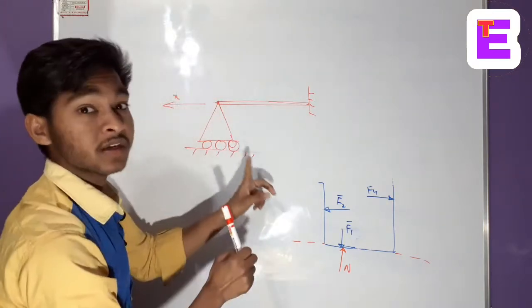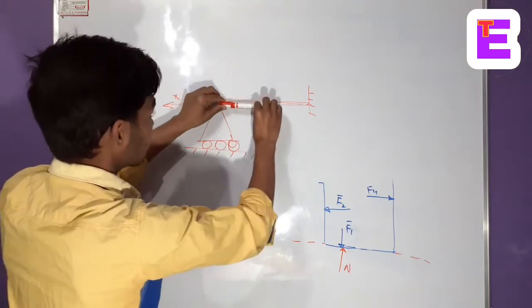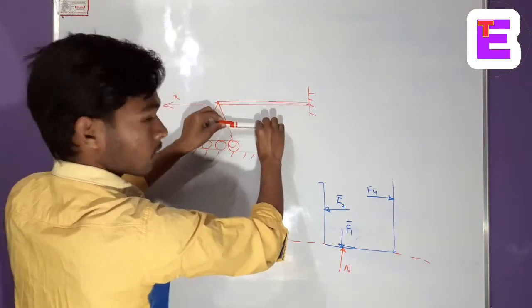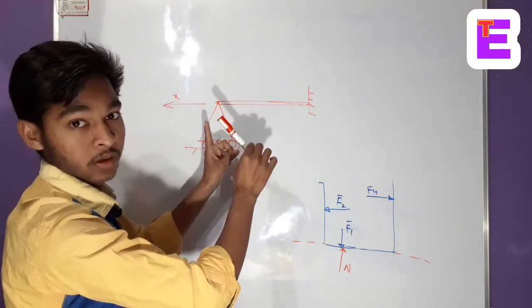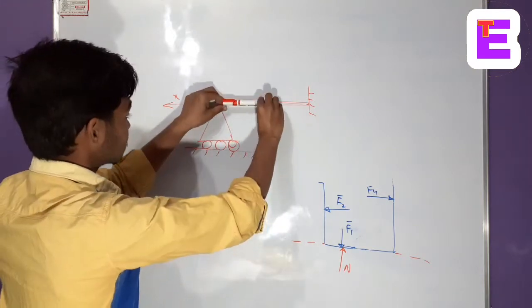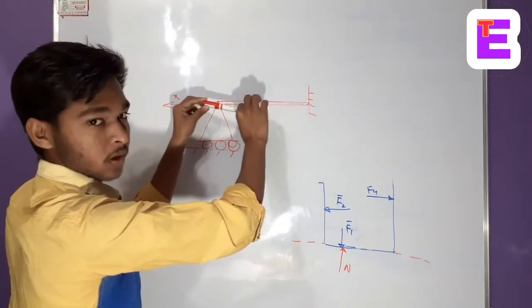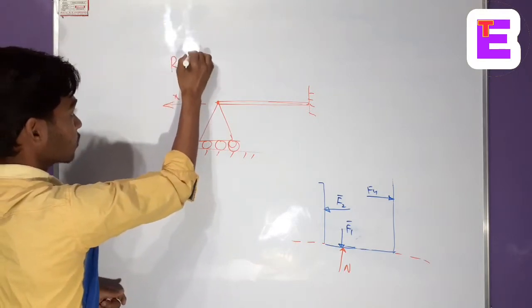And it doesn't allow movement in the y direction. It will not move up and down. It will resist the movement in the y direction only, but it allows movement in the x direction. Okay, so this is about the roller support.